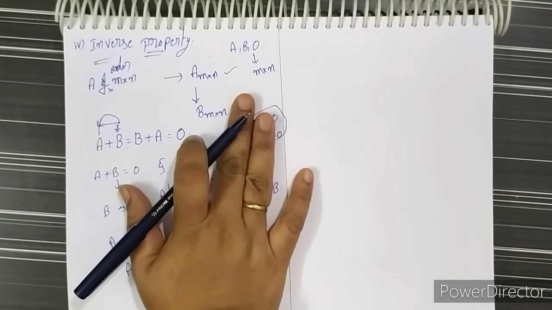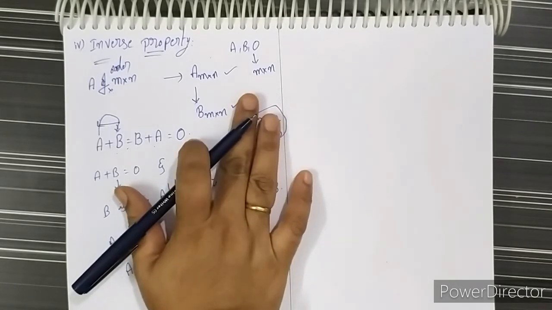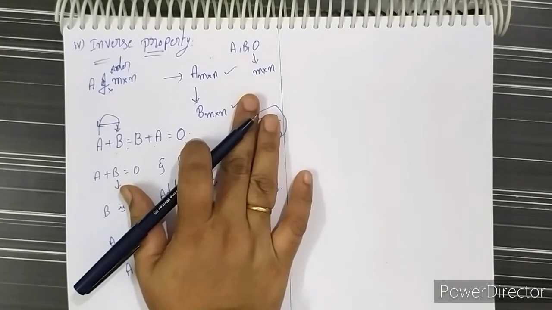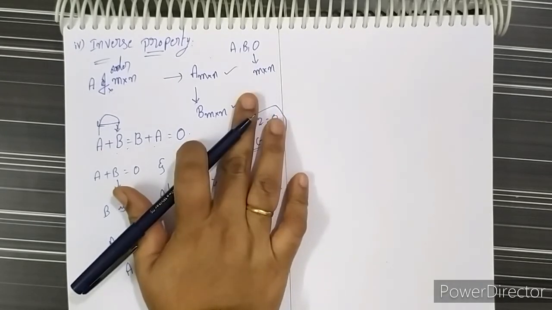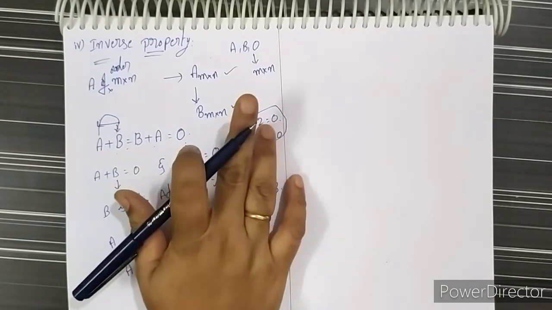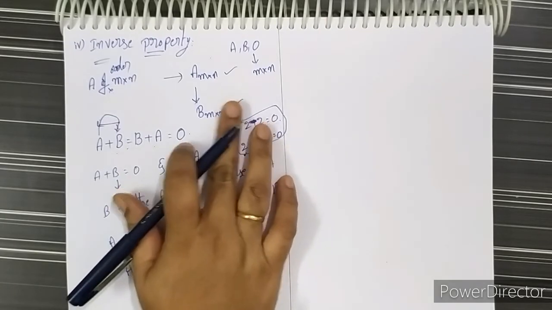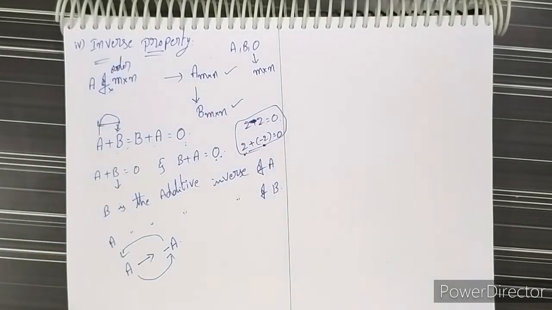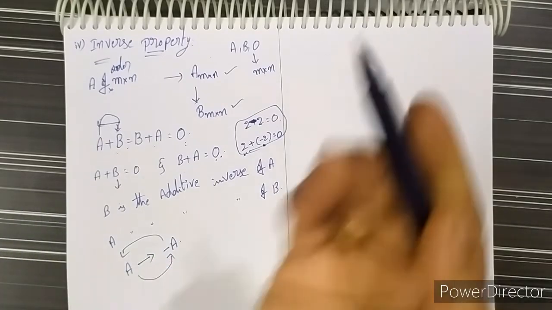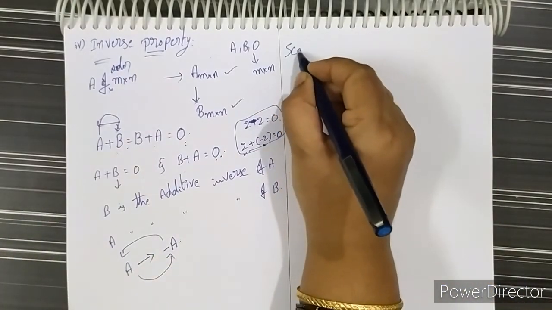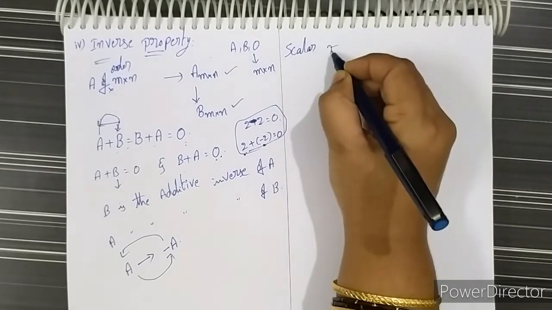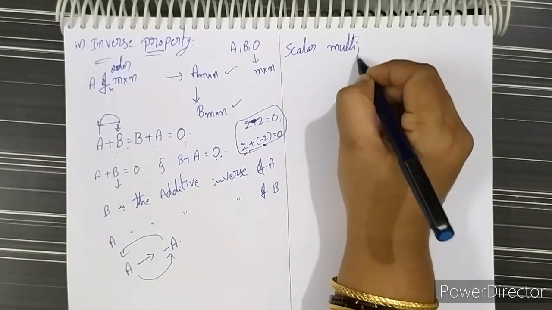These are the properties of addition of matrices. The addition of matrices follows four properties: commutative property, associative property, identity property, and finally inverse property. The next topic is scalar multiplication.